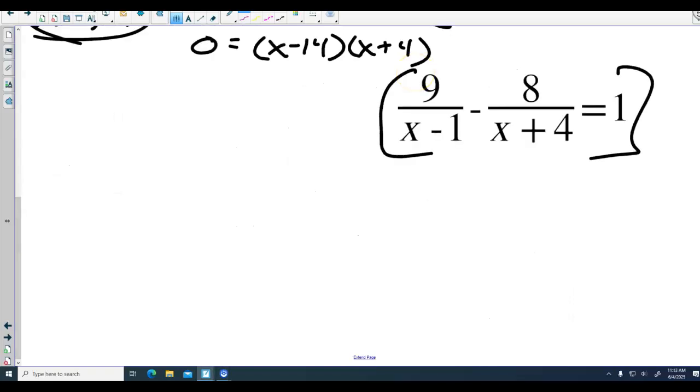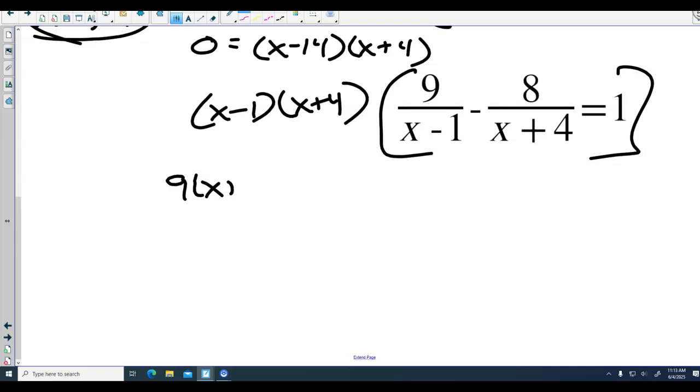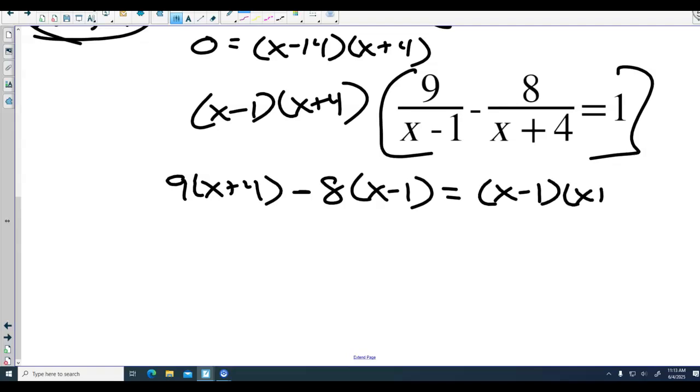A minus sign really makes no difference. x minus 1, x minus 1, x plus 4, and the minus sign doesn't make much difference in terms of what I'm going to do. The x minus 1's cancel, 9 times x plus 4, but we have to maintain the same order. The 9 is in front, so it's got to stay in front. Minus 8 times an x minus 1. The x plus 4 cancels, and then on the other side, it's just x minus 1, x plus 4. We're going to FOIL that out.